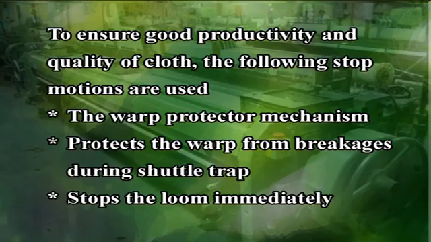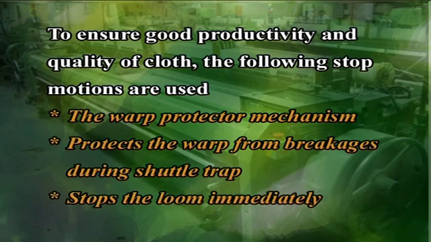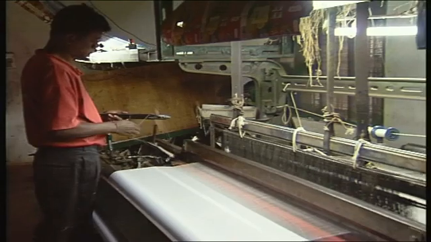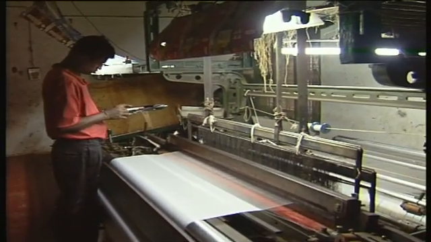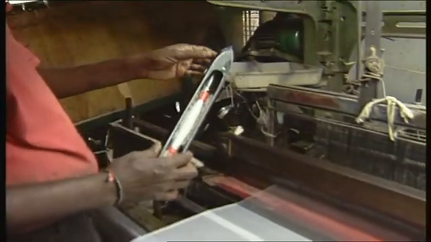Stop motions. To ensure good productivity and quality of cloth, the following stop motions are used. The warp protector mechanism protects the warp from breakage during shuttle trap and stops the loom immediately. The weft stop motion stops the loom if a weft thread breaks or the weft yarn gets exhausted and thereby prevents the formation of weft way cracks in the fabric. The brake stops the loom instantaneously at any desired moment. The warp stop motion stops the loom when a warp thread breaks during weaving.